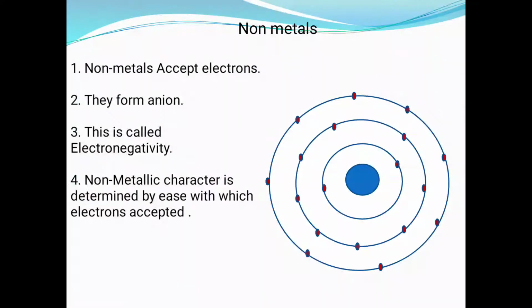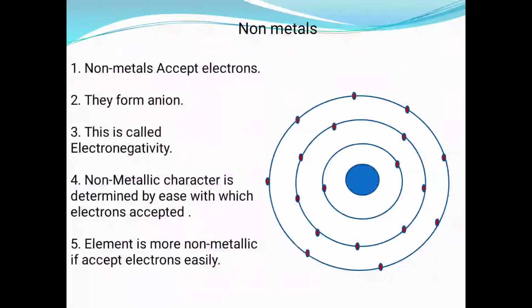So chlorine has the highest easiness to accept the electron. So chlorine is the element possessing the highest non-metallic character, right? So it is a strong non-metal, right? So an element is more non-metallic if it accepts electrons easily. Understand? So this is all about the non-metals.